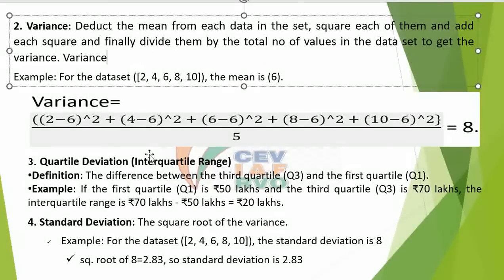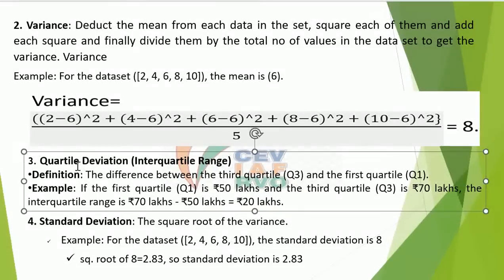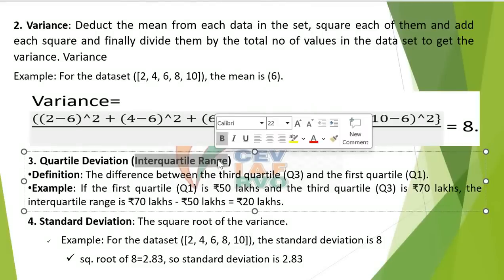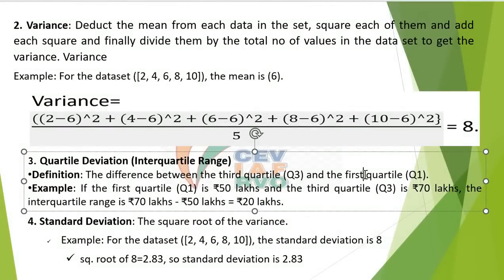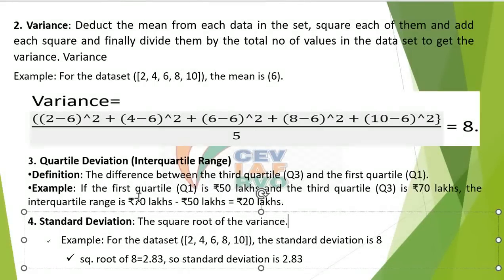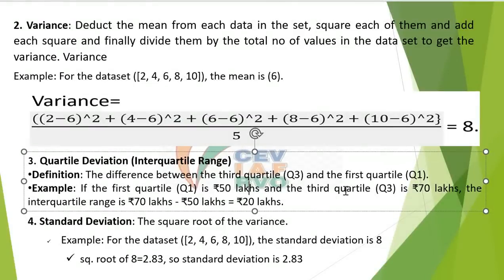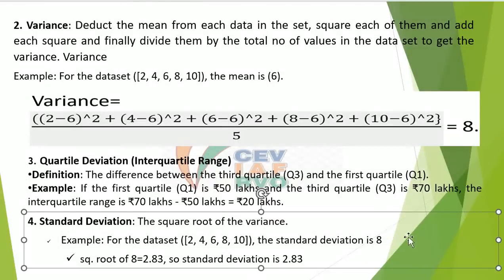So next you have to study is quartile deviation, or what is the interquartile range. It is the difference between the third quartile and the first quartile. So let us suppose the first quartile is 50 lakh rupees and the third quartile is 70 lakh, then the interquartile range will be 70 lakh minus 50 lakh. So what is this quartile? We will shortly study this.